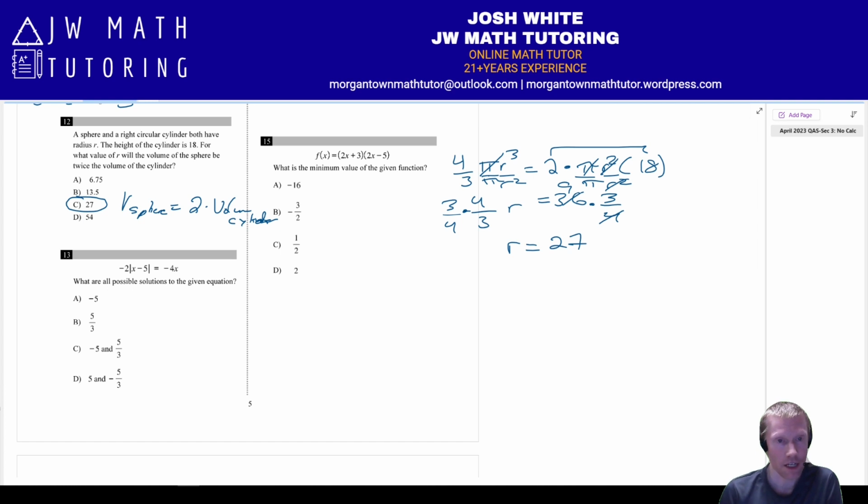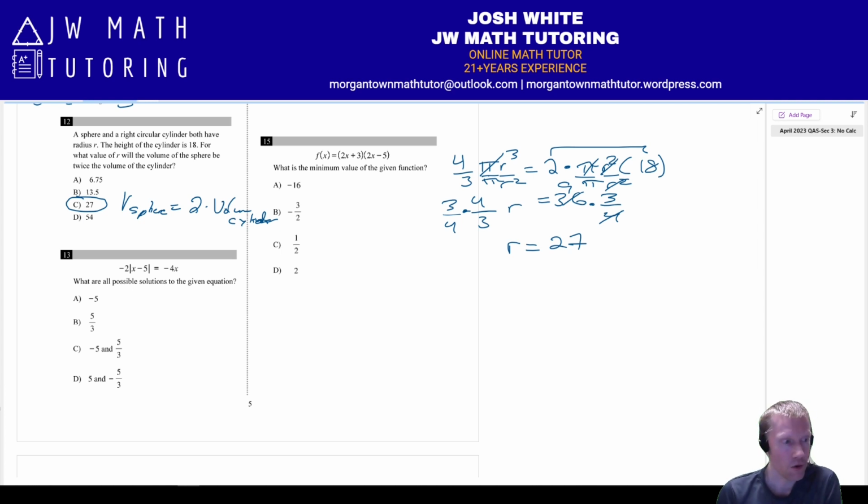Second, you could technically have done this using back solving, once you set it up, but it's kind of a pain because A and B have decimals in them, and because there's no calculator, you'd have to do it out by hand. But it is still possible that you could plug the values in for the radius and see which one gives you the same numerical value on both sides.